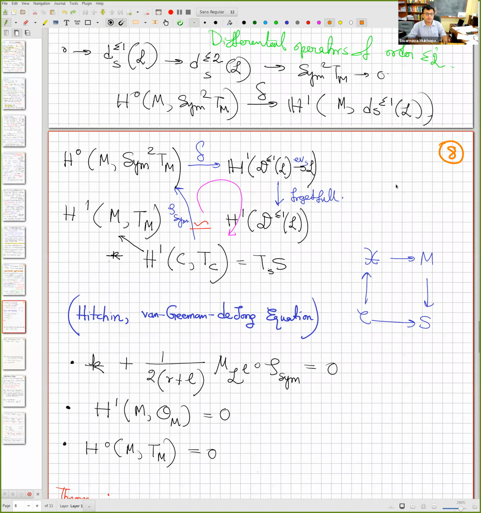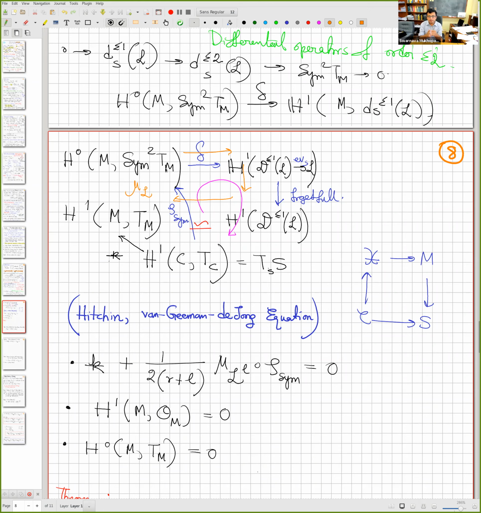So let me call this orange map, this thing, mu L K. This is because the target and the domain don't depend upon the line bundle, but these maps individually depend upon the line bundle. So that's why this notation is being used.